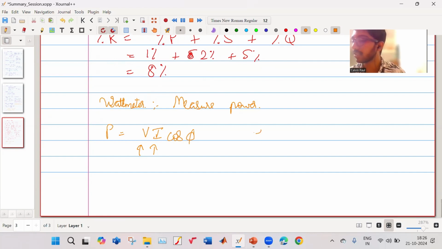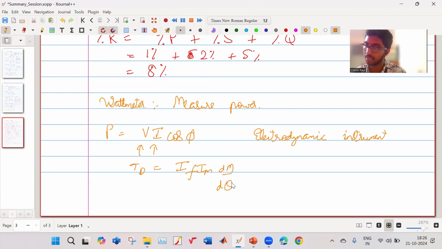So the instrument used is the electrodynamic instrument. The electrodynamic instrument torque is given by I_F into I_M into dM/dt. In the earlier formula I considered that the fixed coil and moving coil carry the same current, but now I'm using different currents going to the fixed coil and moving coil. To the fixed coil, it will be something related to voltage by R, and this will be I, into dM/dt. So these will be used.